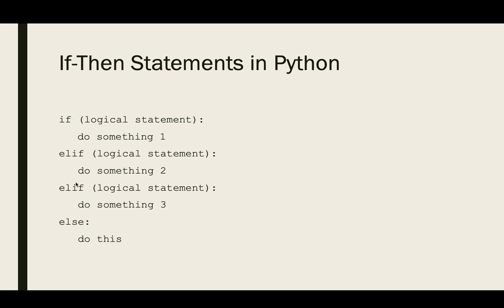Otherwise, we can add in any combination of more else ifs, one or more: else if, another logical statement, do something different. And then if we want to have a catch-all, if all of these statements before it are false, if whatever statement is false, else if this statement is false, else if this third statement is false, then do this final thing. This is kind of a catch-all. And so this is the full if, else-if, else structure that we can use to control our flow.